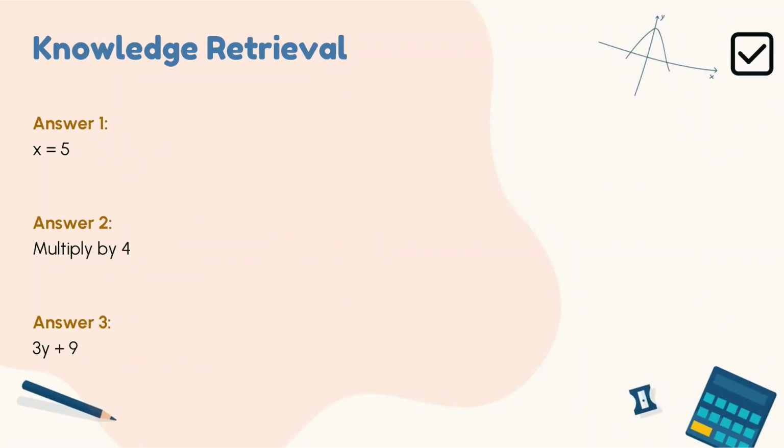Let's check the answers. For question 1, 3x minus 5 equals 10. Add 5 to both sides. 3x equals 15. Divide by 3. So x equals 5. For question 2, the inverse operation of divide by 4 is multiply by 4. For question 3, 4y plus 2 minus y plus 7. Collect the y terms. 4y minus y equals 3y. Collect the constants. 2 plus 7 equals 9. So the simplified expression is 3y plus 9.